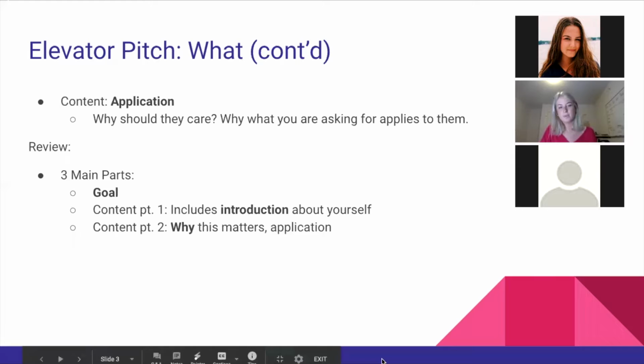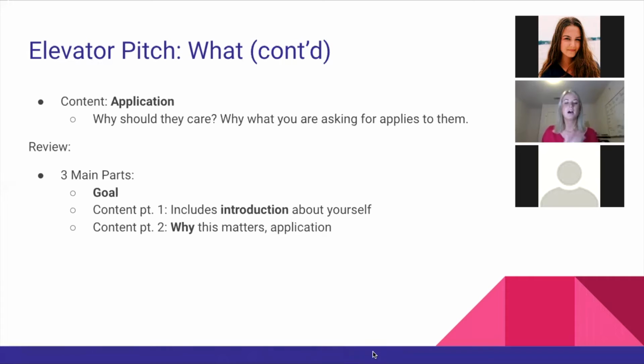So to review the main parts of an elevator pitch, you're going to want to identify the goal of your elevator pitch. Next, you're going to want to have the first part of the content, which is the introduction, where you're going to talk about yourself. Then you're going to have the second content part, which is why someone should care about and adopt your idea, where they step in, and what's next.